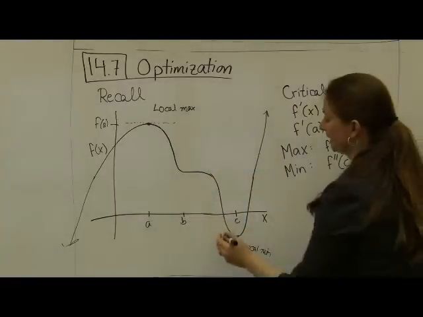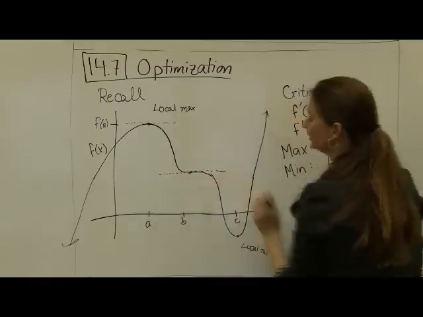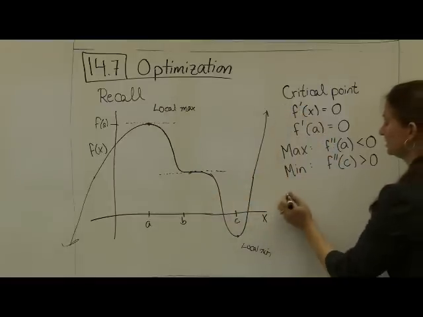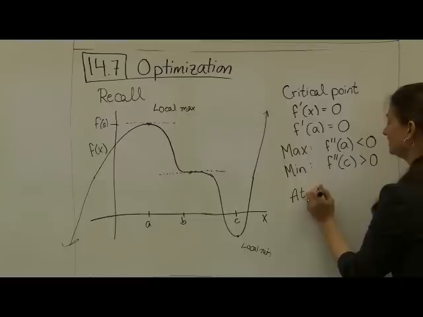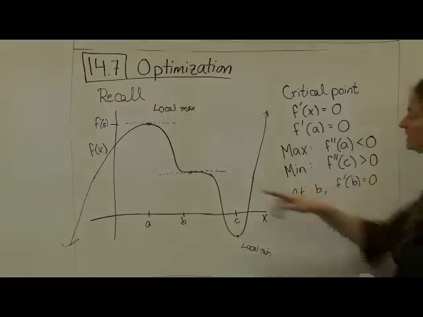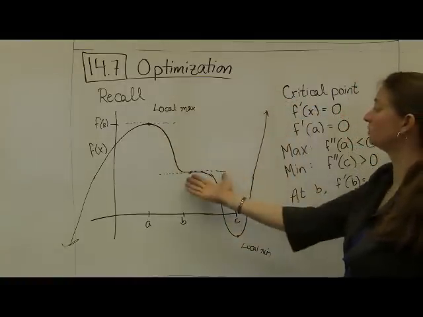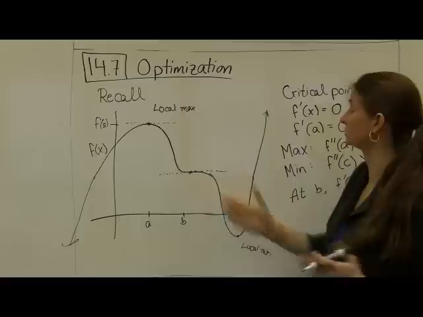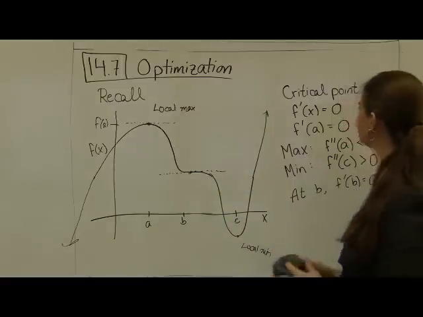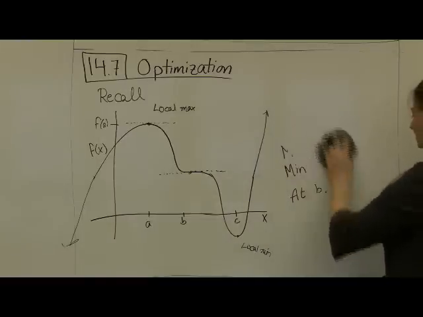But let's take another look at point B. Point B is a place where my derivative equals 0. So I'll write that down. At B, f prime of B is equal to 0. But we see that B isn't a local max or a local min. We just characterize it as a critical point that's sort of a dud. It's not a max or a min. And that's possible for multivariable functions as well. So, let's take a look at what it would mean for a multivariable function to have a max or a min.